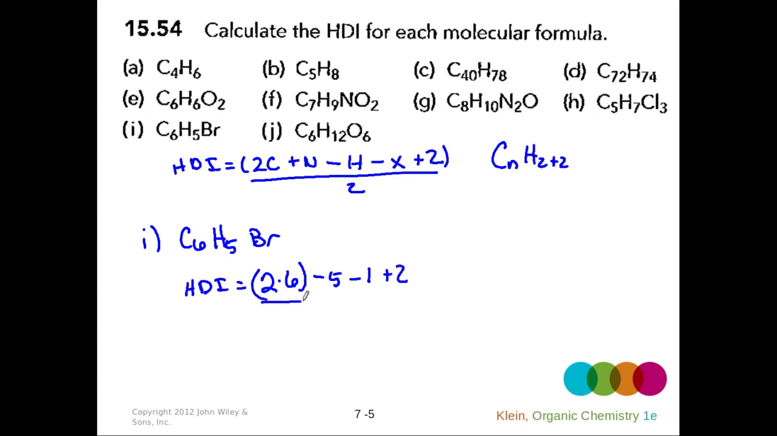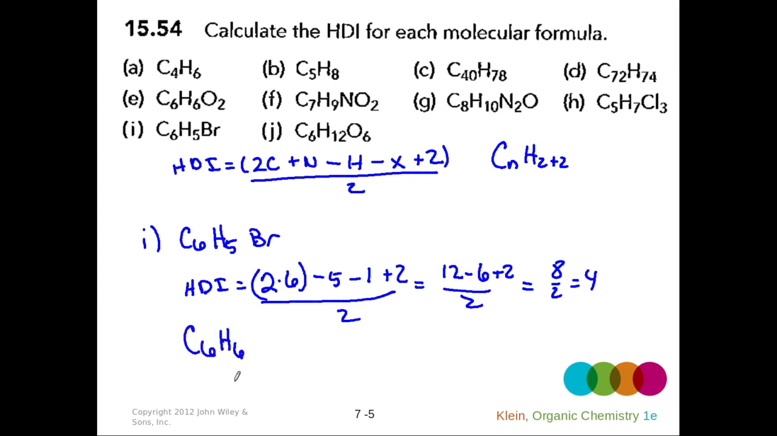So why don't we write our formula back up here before we do the next one. So our HDI is equal to 2 times the number of carbons plus the number of nitrogens minus the number of hydrogens minus the number of halogens plus 2, all divided by 2. Okay, and our formula for a saturated alkane is C sub n H sub 2n plus 2. Okay, so let's do another one.